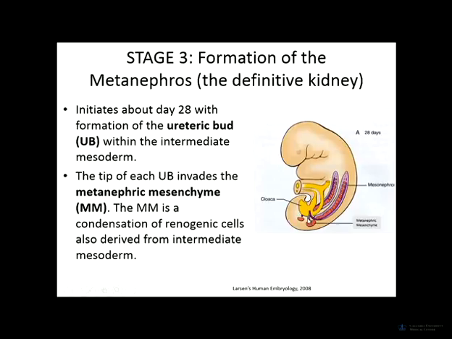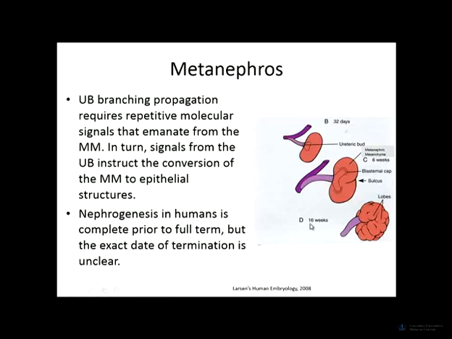Growing off of this tubule is the ureteric bud, and this is just a bud. It branches off of the mesonephric duct, and it invades here this metanephric mesenchyme. So the tip invades this undifferentiated mass of cells, the mesenchyme, and these are also derived from the intermediate mesoderm. So the ureteric bud grows into this mass of cells.